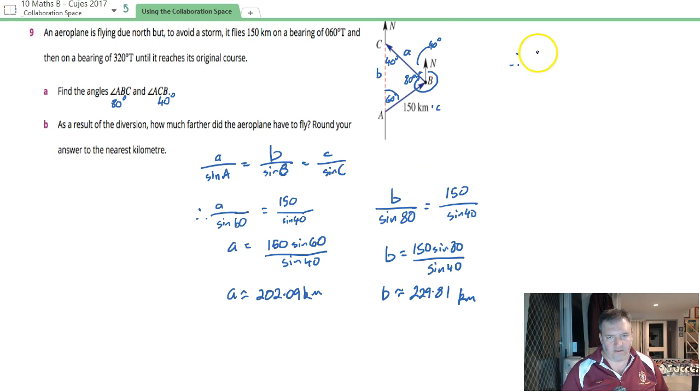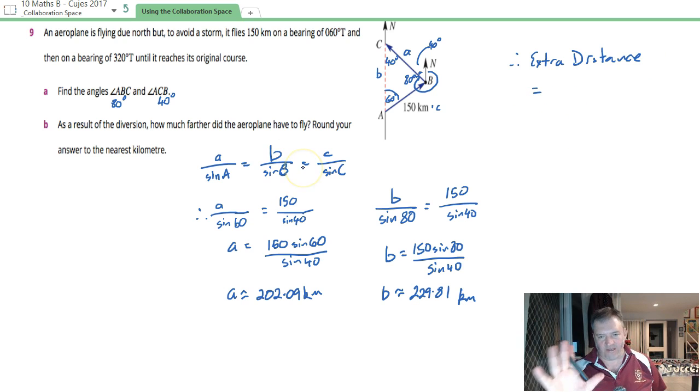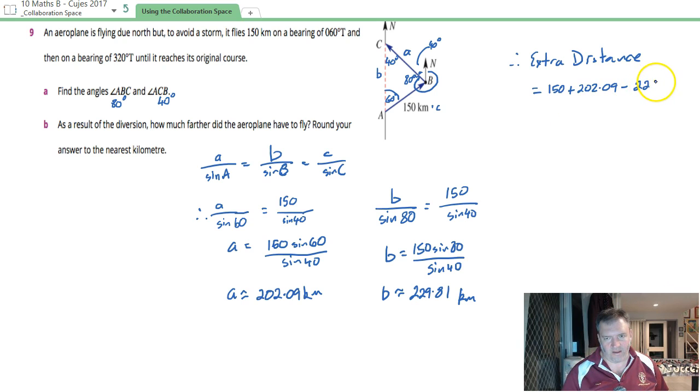So the extra distance. And running out of a little bit of room here, you of course would keep working down the page, but I like to keep it all there where you can see it if at all possible. So the extra distance, what's it going to be? It's going to be C plus A, so I've got 150 plus 202.09 minus the distance B, which was just 229.81. I should be writing approximately equal to, because we know we've already done some rounding off here.